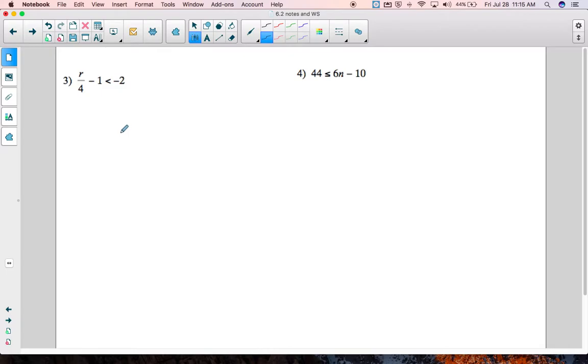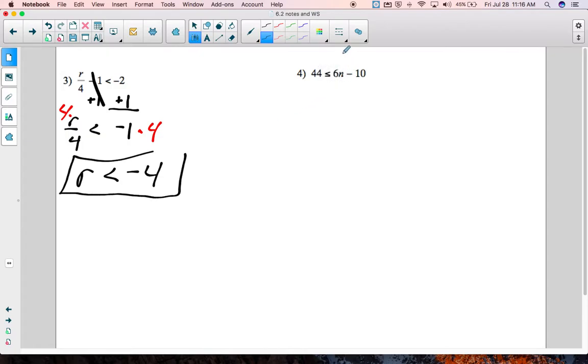Here, which one looks tougher? Meh. Undo subtracting 1 by adding 1. Careful here. Negative 2 plus 1 is negative 1. So we get r divided by 4 is less than negative 1. To undo dividing by 4, we will multiply by 4. So we get r is less than negative 4.